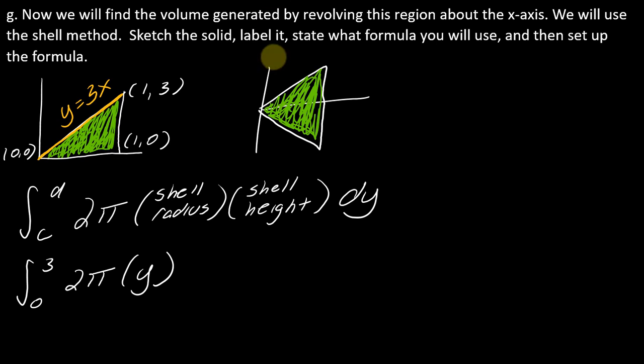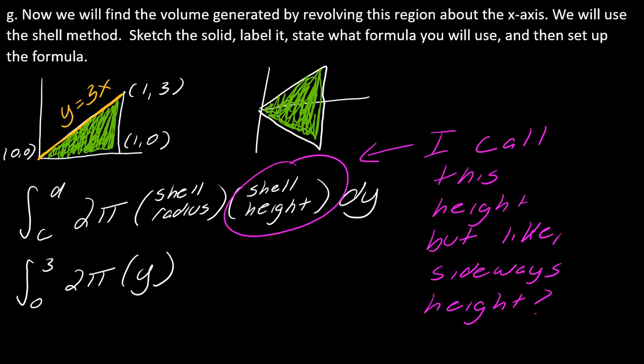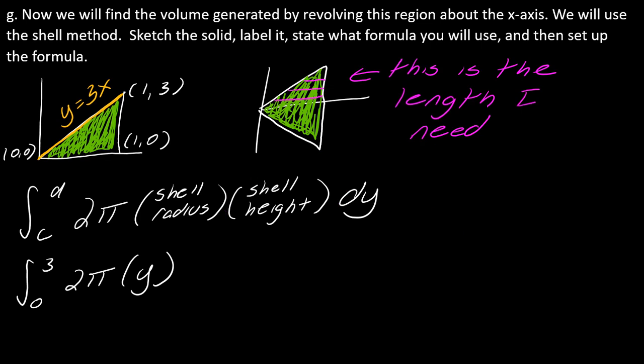So my radius is just going to be y, so I don't have to worry about that part. And then for my shell height, I call this height, but it's like sideways height. Again, it's kind of like how you orient yourself. We could also call it width. You have to decide what terms you like. I still think of it as just height, but I just rotate the way that I'm thinking about things. Anyways, my height is being dictated in this direction here.